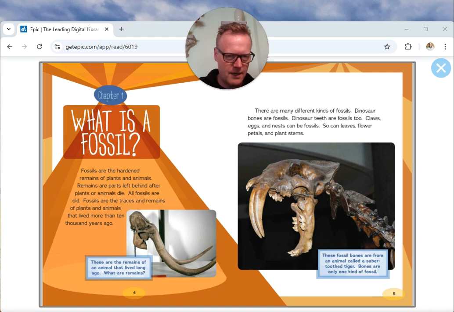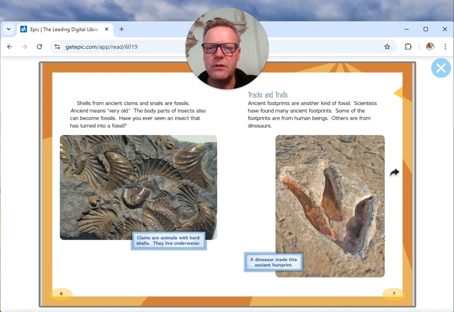And man, let's keep going here. It says, look at this. Now, how cool would it be to find this? These fossil bones are from an animal called a saber-toothed tiger. Bones are only one kind of fossil. All right, pretty cool. That'd be amazing to find. Shells from ancient clams and snails are fossils. Ancient means very old. I like that. They're defining some of these words for us. Ancient means very old. The body parts of insects also can become fossils.